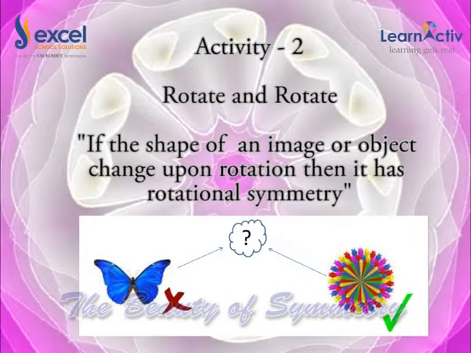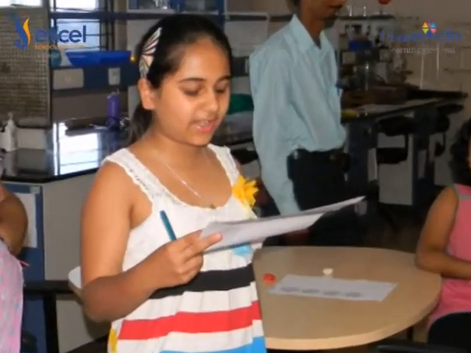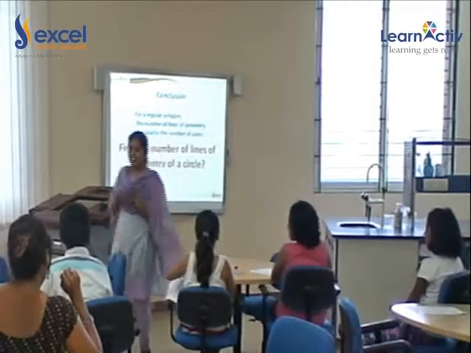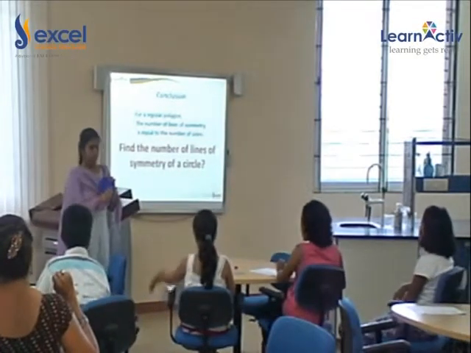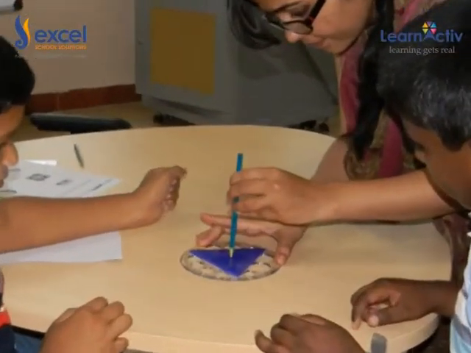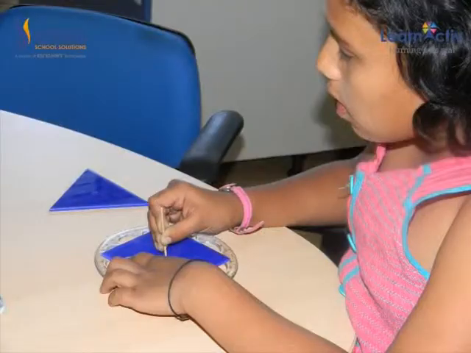Rotational symmetry. Rotational symmetry occurs when an object is rotated about a fixed point. The object can be rotated more than once. The number of rotations is called the order of rotation.